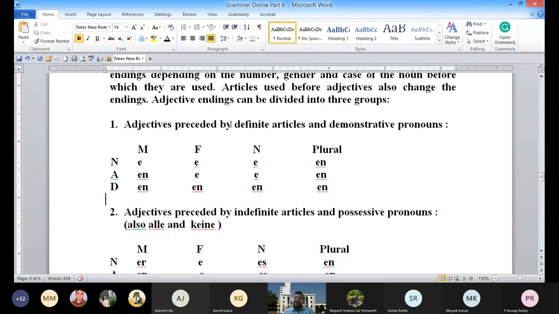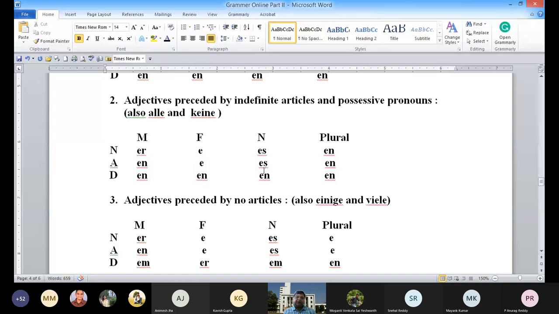Means definite article, der, die, das, etc. And if it is accusative, singular, en ending. Again for feminine and neuter, e ending, and for plurals, all the plurals have the same. So basically, if you go a little bit by practice, then it is not so difficult to understand, because there are only two types of endings, either e or en, in this category.